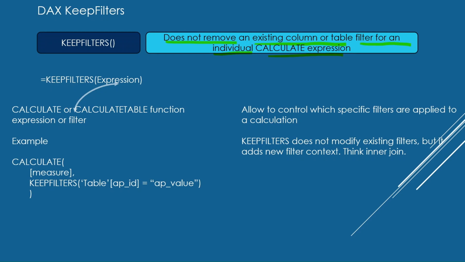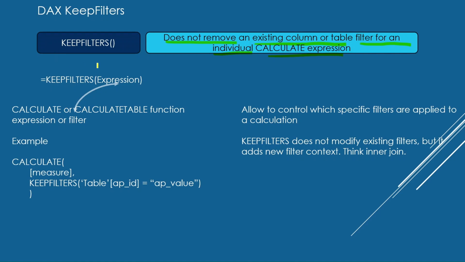Suppose we are going to create a measure with the help of CALCULATE, and you want the filter context for a particular table or a particular column to not be removed. So we put that column or table name in the KEEPFILTERS function. Then all the filter context associated with that particular table or column will not be removed.